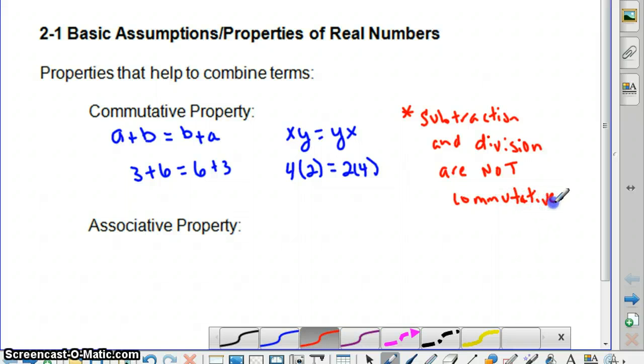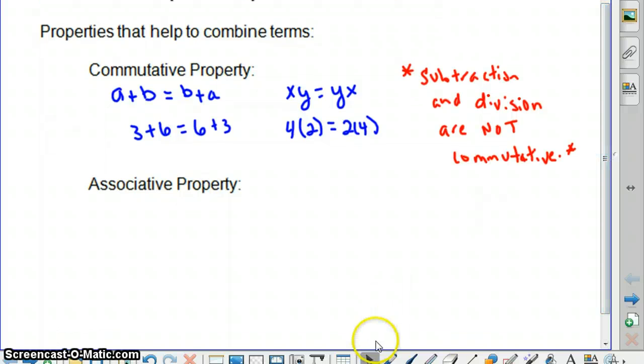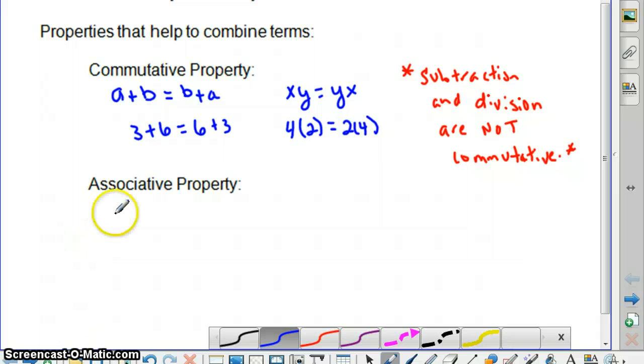So the next property we're going to take a look at is the associative property. And the associative property is the property that has to do with grouping. Think about who you associate with. So if we had 3 numbers, we could add the first 2 together and then add the third, or we could add the second and third number together and then add the first.